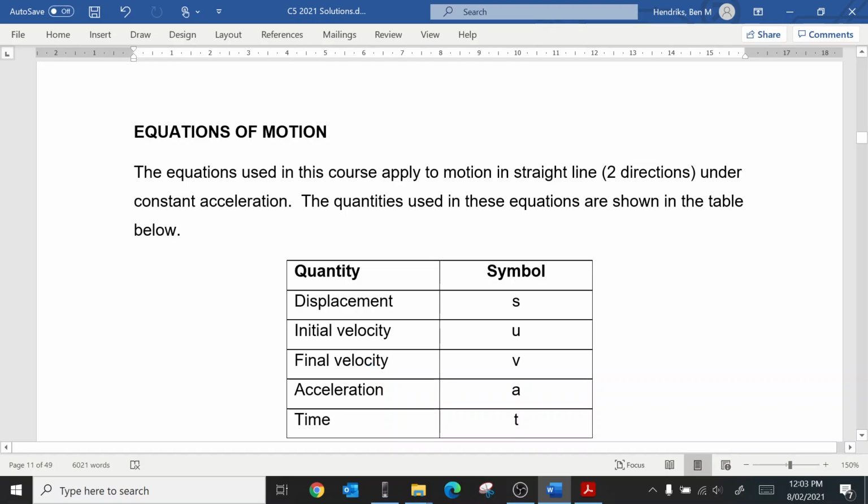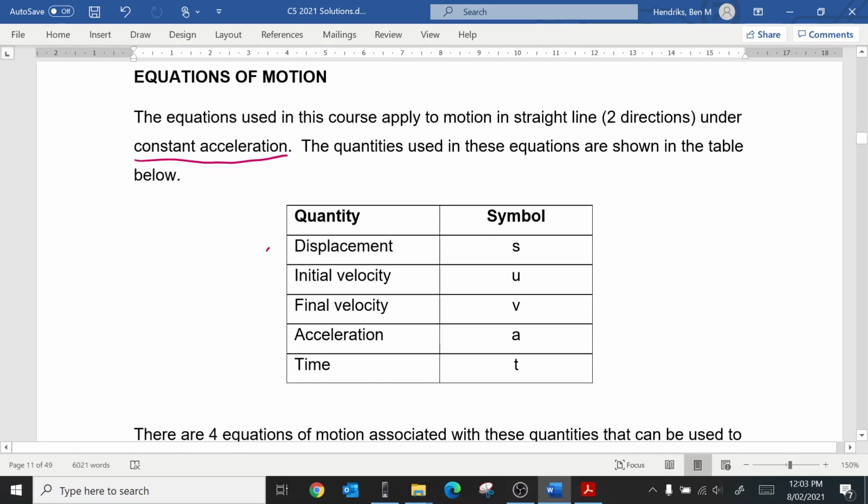This time we are on page 11 of the Criterion 5 booklet and we are looking at equations of motion. The equations of motion are used in this course to apply to motions in a straight line, in two directions, under constant acceleration. So constant acceleration. The quantities used in these equations are shown in the table below. So we have displacement, initial velocity, final velocity, acceleration, and time.